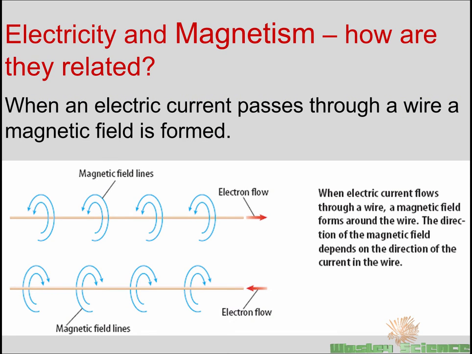Alright guys, so now let's relate electricity with magnetism. How are they related? Well, when you have a wire like this gold wire that you see here, there are magnetic field lines around the wire. And the direction that the magnetic field lines are going depends on the direction that the electrons are flowing through the wire. And this is very important. This is why we have electricity. This relates to every single type of electricity that we have except solar power.